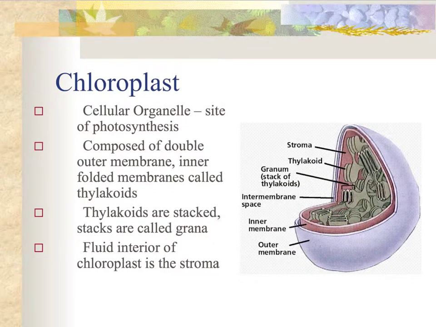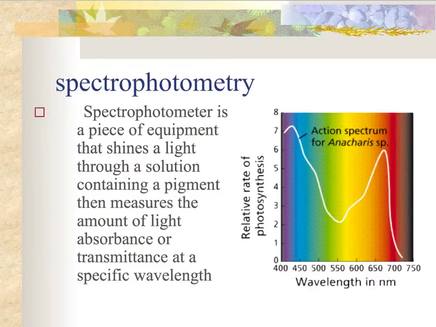Photosynthesis takes place in the chloroplast, which is an organelle in autotrophic organisms. It's composed of a double outer membrane. The inner folded membranes are called the thylakoids. This is where the light phases that we talk about next occur. And a stack of thylakoids is called a grana. And then the fluid interior of the chloroplast is called the stroma, whereas in the mitochondria it's called the matrix. Here it's called the stroma, and that's where the Calvin cycle takes place.